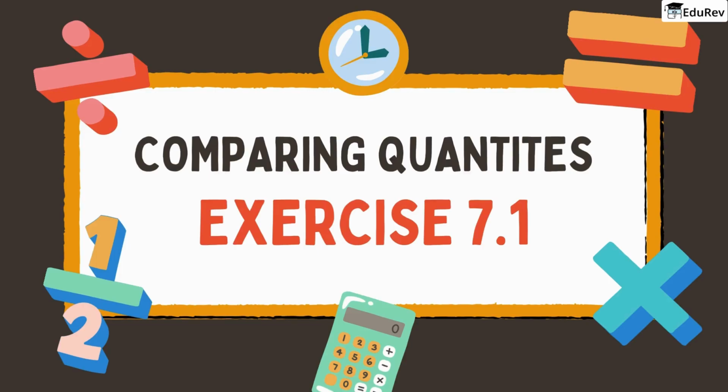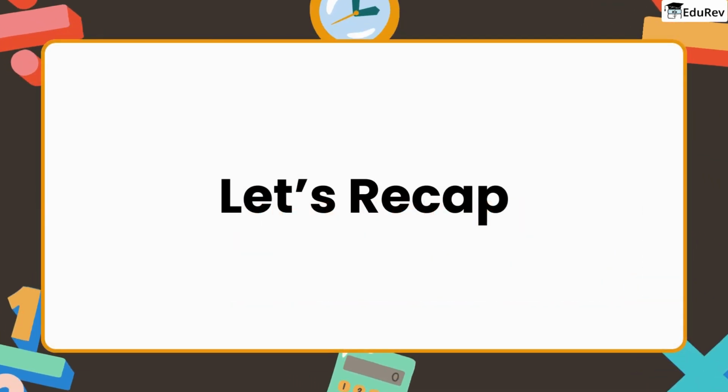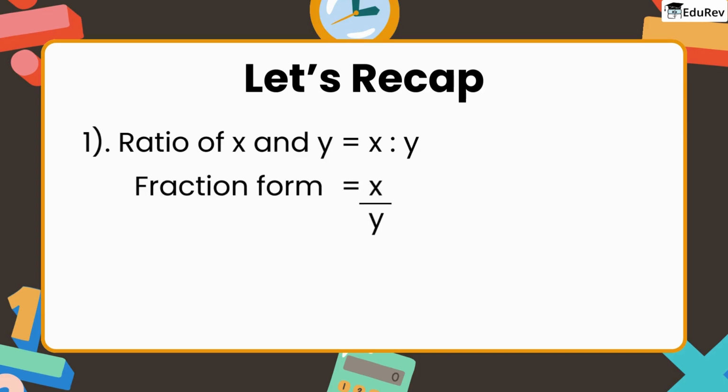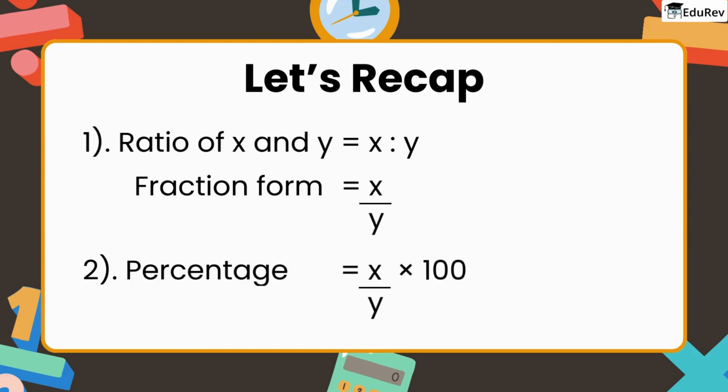In this video, we are going to solve the questions in exercise 7.1. But before starting, let us recap the major points. First, the ratio of any two quantities x and y is written as x is to y, and it is also equal to x upon y, which is the fraction form of the ratio. To convert this ratio to percentage, first we write it in fraction form and multiply it by 100.